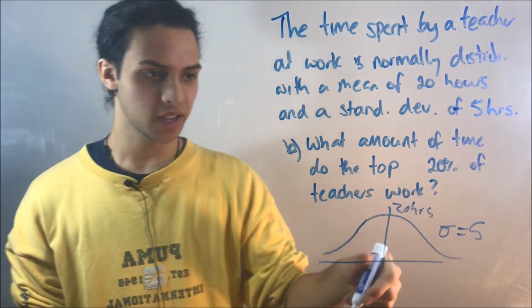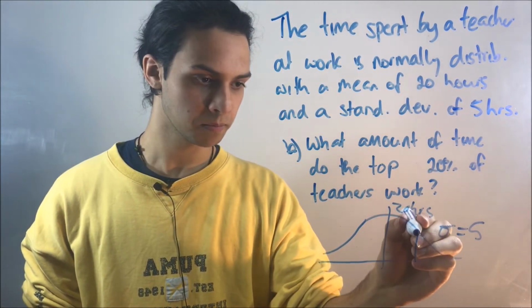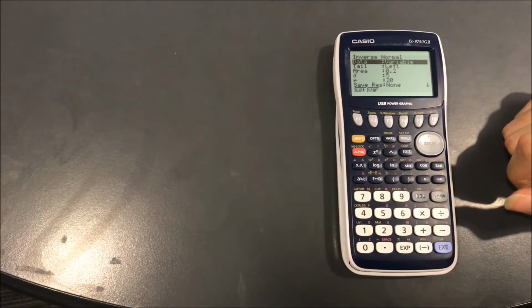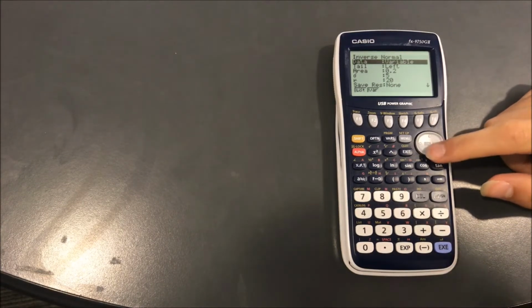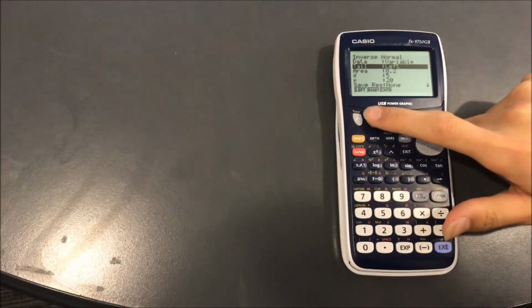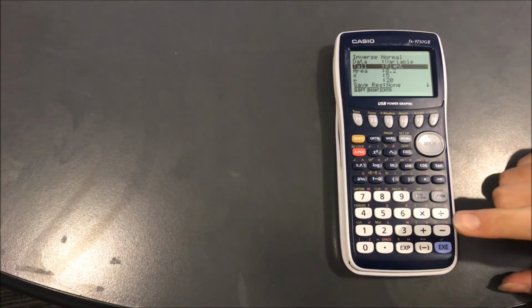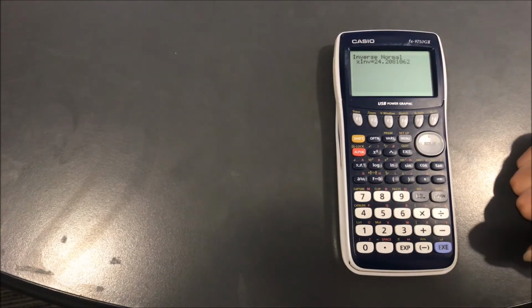We look at our graph, estimate where the top 20% would lie, say it lies here, and then shade it in. This time, for part B, the only difference is that the tail we coloured in was on the right instead of the left, so we go to tail and make it right by pressing F2. All the other settings stay the same. Thus we press execute, and the amount of time that the top 20% of teachers work more than is 24.2 hours.